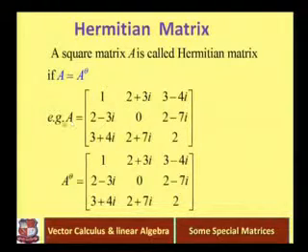For example, let A be the matrix with rows 1, 2 plus 3i, 3 minus 4i; 2 minus 3i, 0, 2 minus 7i; 3 plus 4i, 2 plus 7i, 2. The transpose conjugate of that matrix is given by 1, 2 plus 3i, 3 minus 4i, 2 minus 3i, 0, 2 minus 7i, 3 plus 4i, 2 plus 7i, and 2. Observe that this transpose conjugate is nothing but the matrix A. So this type of matrix is called Hermitian matrix.